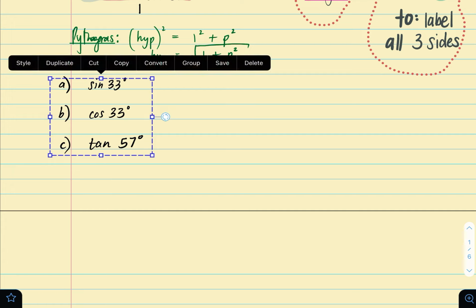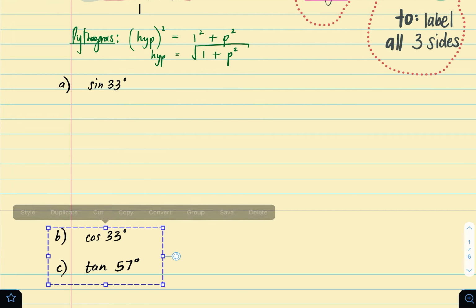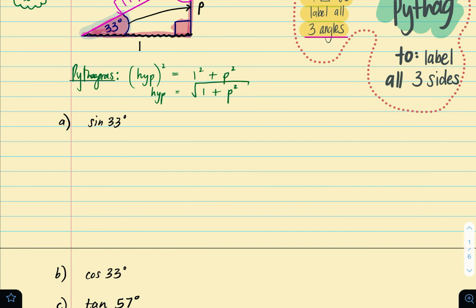Here we go. Sine 33. Back to our good old SOHCAHTOA. Opposite over hypotenuse using 33 as the reference point.